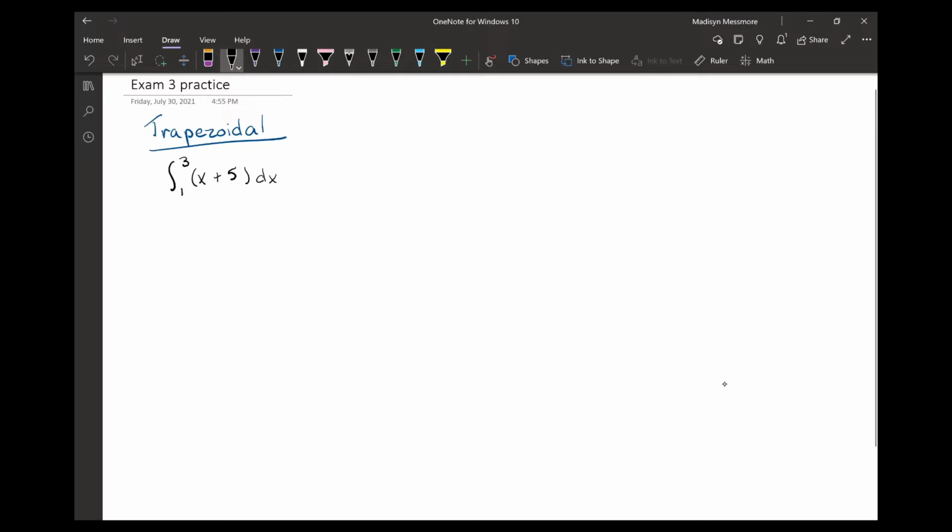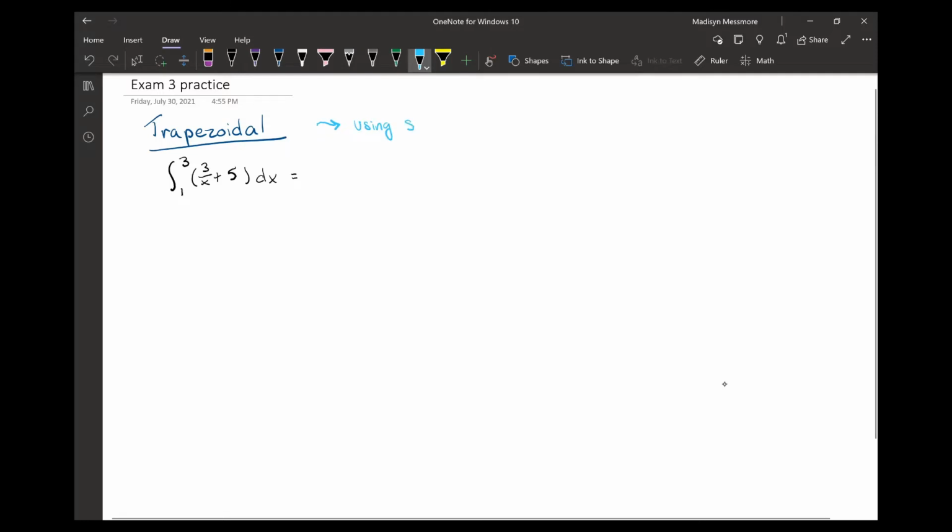Well, here's a better idea. Let's say 3 over x plus 5 dx. Yeah, because that seems pretty close, I'd say. Okay. So, the formula for trapezoidal. Actually, I'll write it to the side, so that way we know the kind of question.